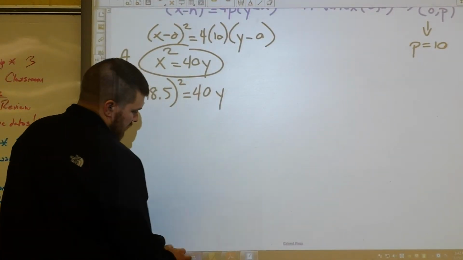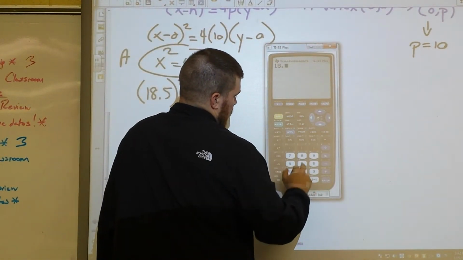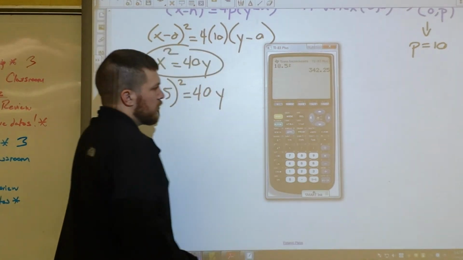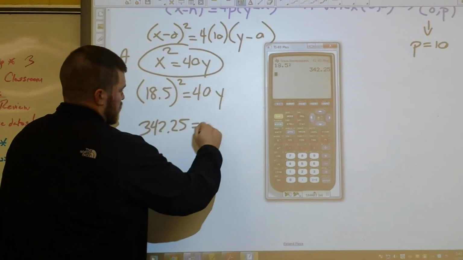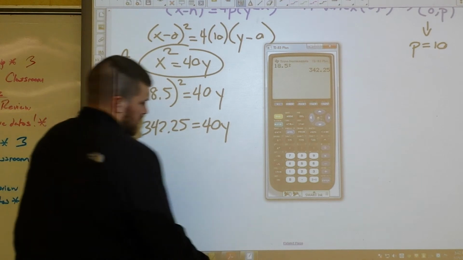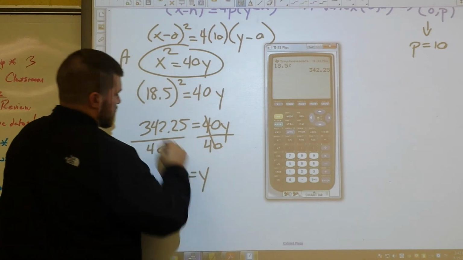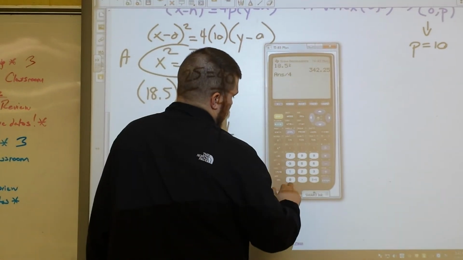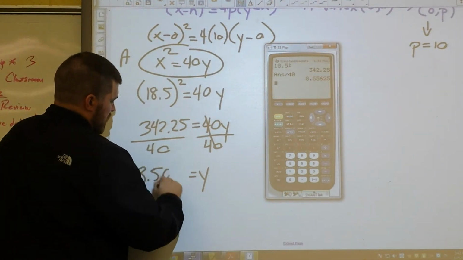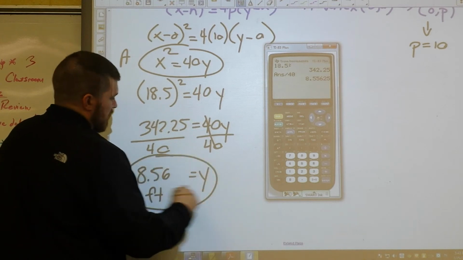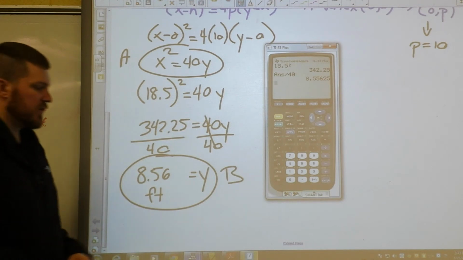Let's figure out what 18.5 squared is. This is going to be a pretty big number, so I better use the calculator. 18.5 squared is 342.25, equals 40y. I want to get y by itself, so I'm going to divide each side by 40. So y equals 342.25 divided by 40, and it's about 8.56 in my units of feet. So in part B, I found that the dish is approximately 8.56 feet deep.